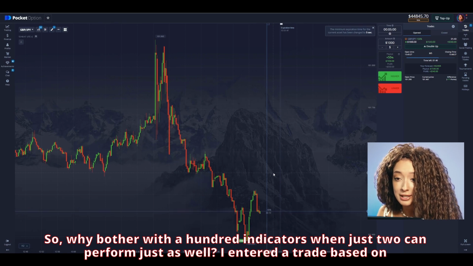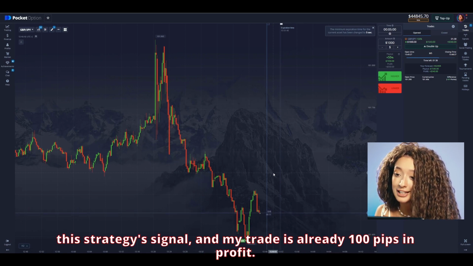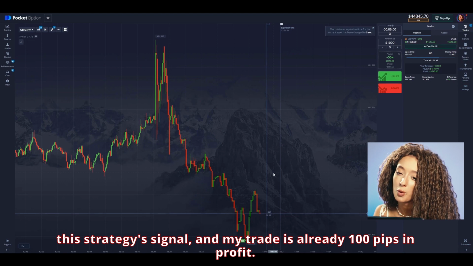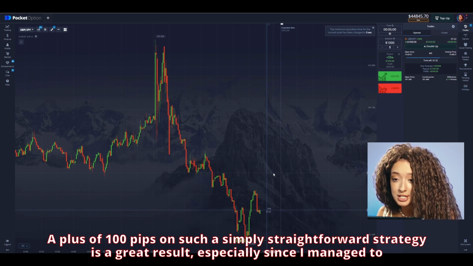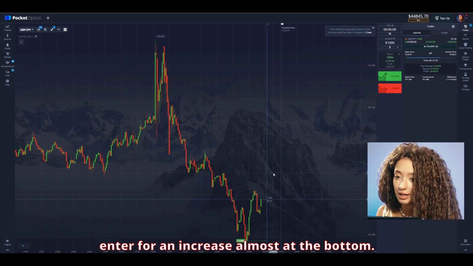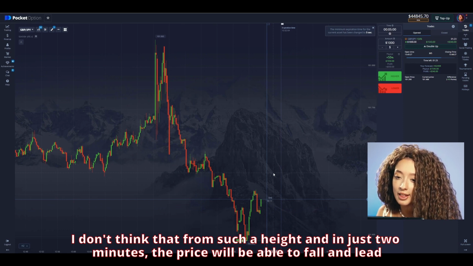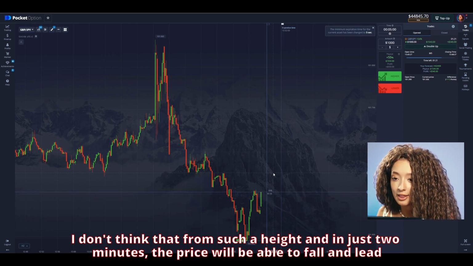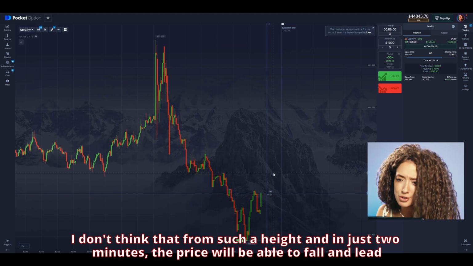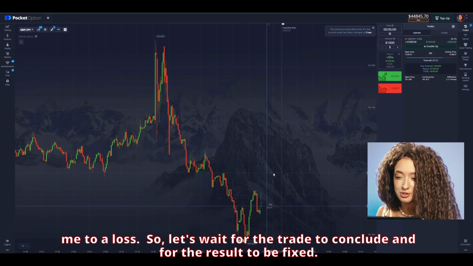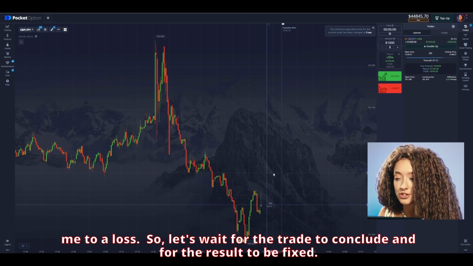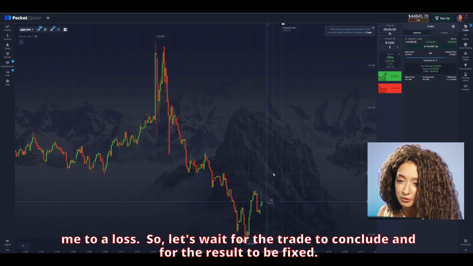I entered the trade based on the strategy signal, and my trade is already 100 pips in profit. A plus of 100 pips on such a simple, straightforward strategy is a great result, especially since I managed to enter for an increase almost at the bottom. And I don't think that in just 2 minutes the price will be able to fall and lead me to a loss. So guys, let's wait for the trade to conclude and for the result to be fixed.